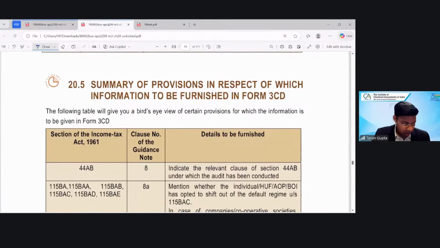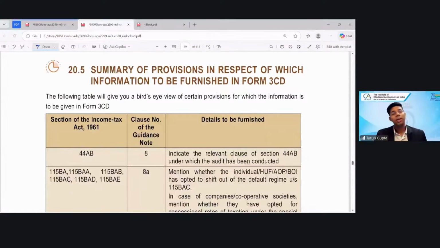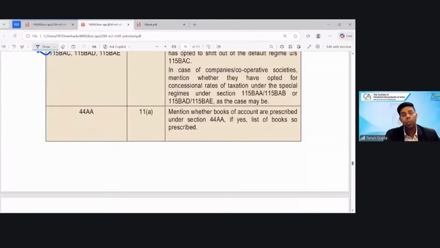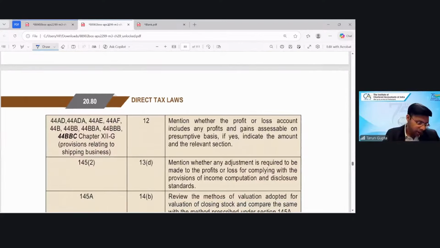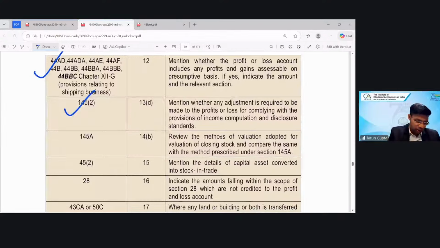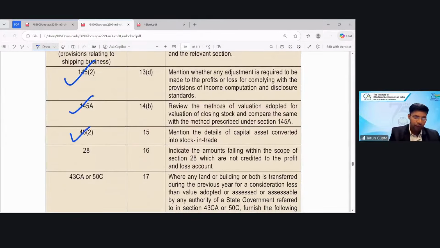So as a summary, this is a table which provides the provisions, the sections which are being covered in the tax audit report from 3CD. It talks about 44AB, under which clause of 44AB the audit is required. Then it talks about whether the assessee is opting for the old regime or the new regime. Then the presumptive sections. Then section 145, the valuation of closing stock. Section 45(2), the conversion of asset into stock in trade.